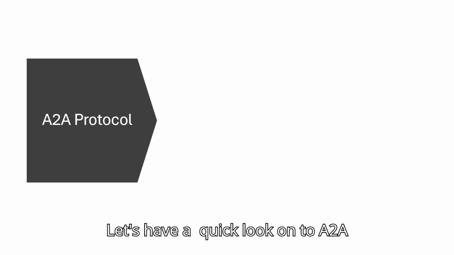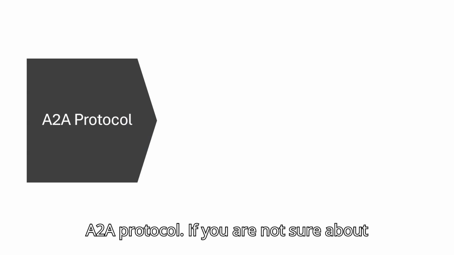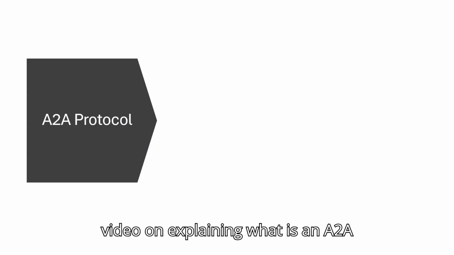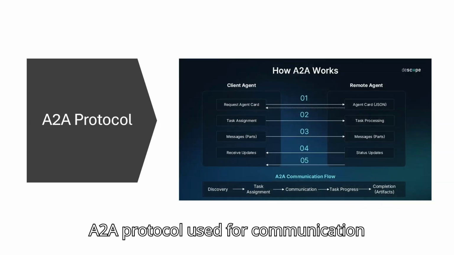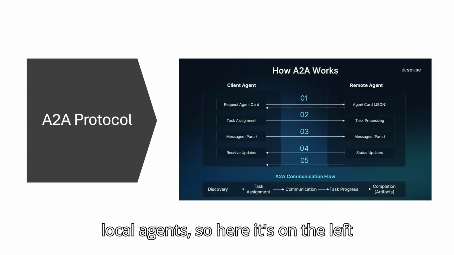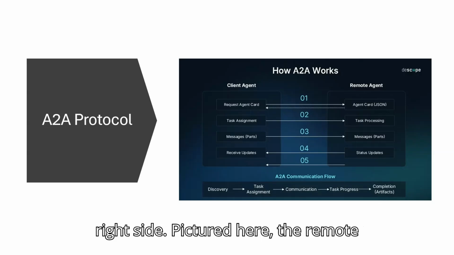Let's have a quick look at the A2A protocol to refresh what we know about it. If you are not sure about the A2A protocol, you can also check my video explaining what an A2A protocol is. An A2A protocol is used for communication between two agents: a client local agent, here on the left side, and a remote agent, on the right side pictured here.